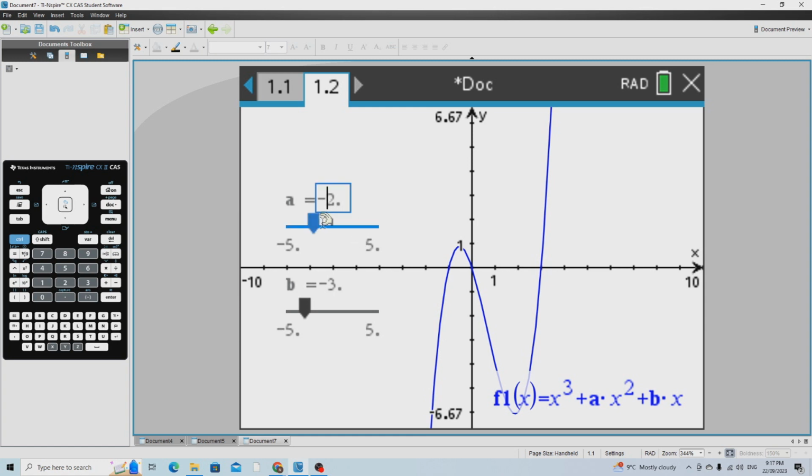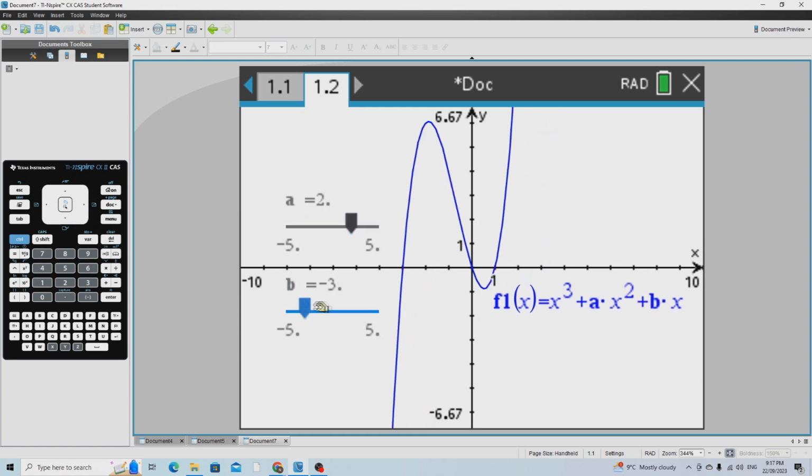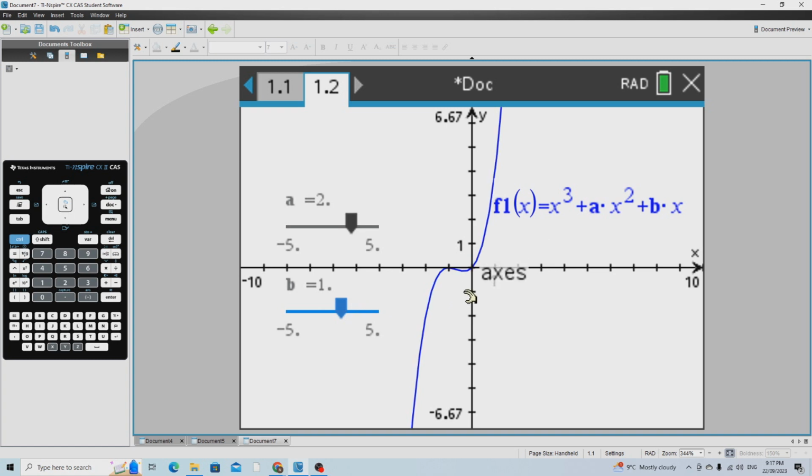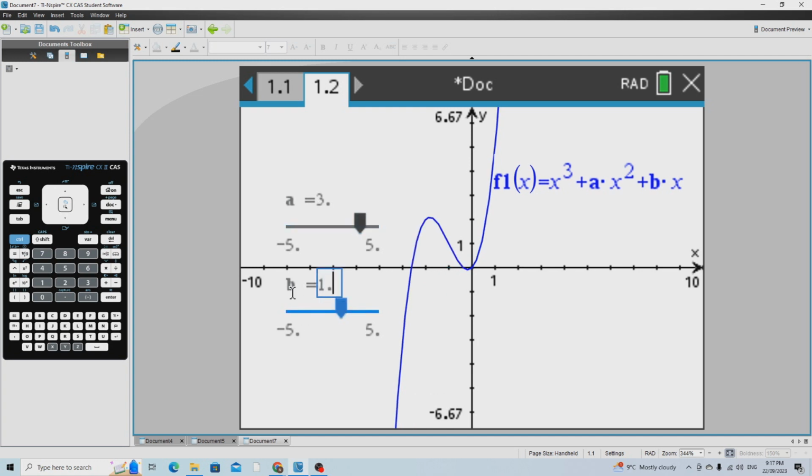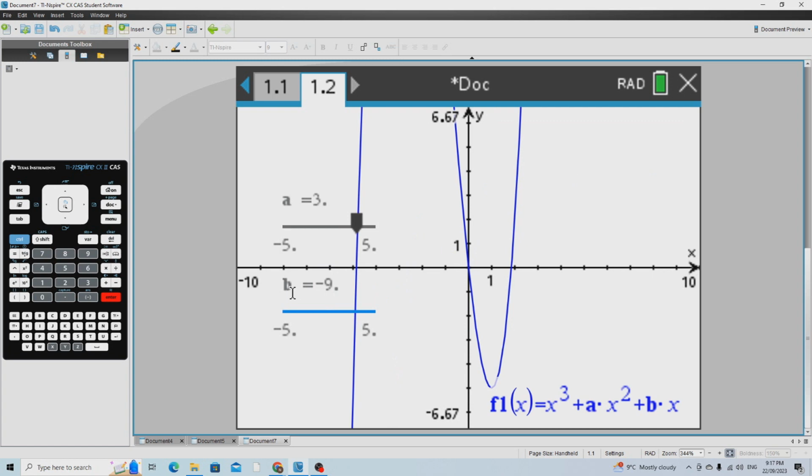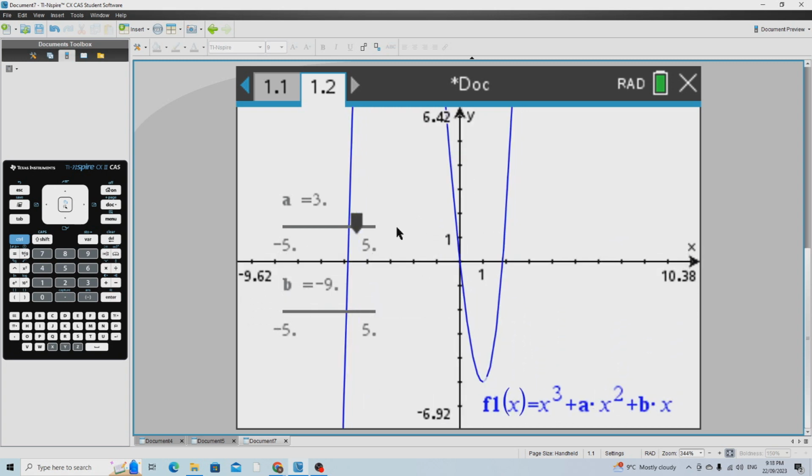So what about 2, 1? So move this to 2 and this at 1. What happens? No, absolutely not. We don't have anything at 3. So what about 3, -9? Okay, we get this. So we do have a, okay, no. We want x equals -1 to have the maximum. Yeah, so this is nope.